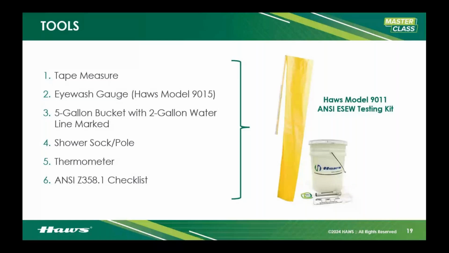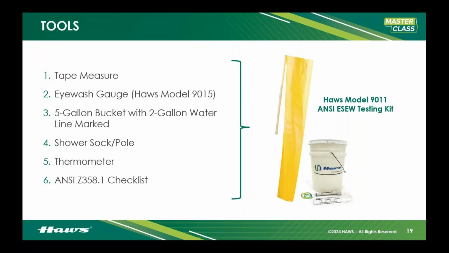A 5-gallon bucket with the 2-gallon water line marked, preferably white or see-through so that you can see how much water is in there. A shower sock or pole, because they call it a drenched shower for a reason, and you're not going to want to get your loafers wet.